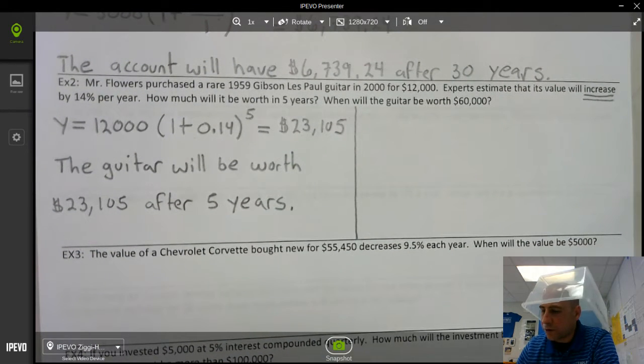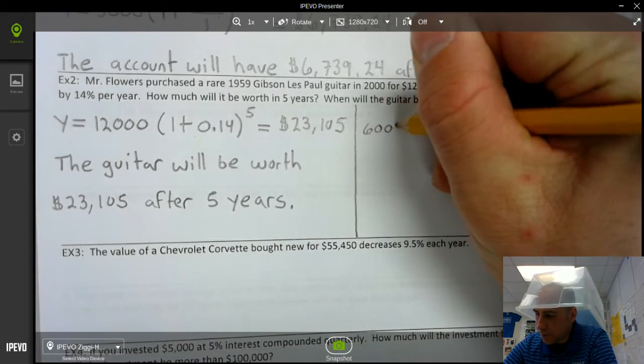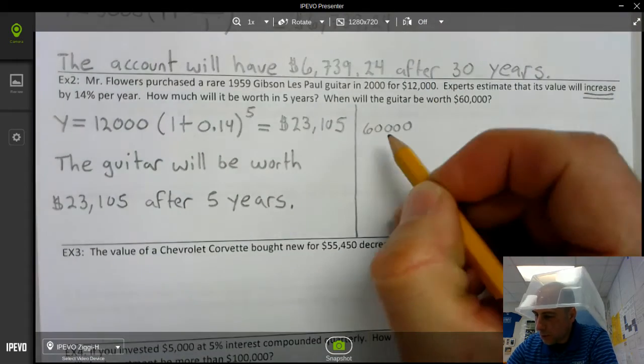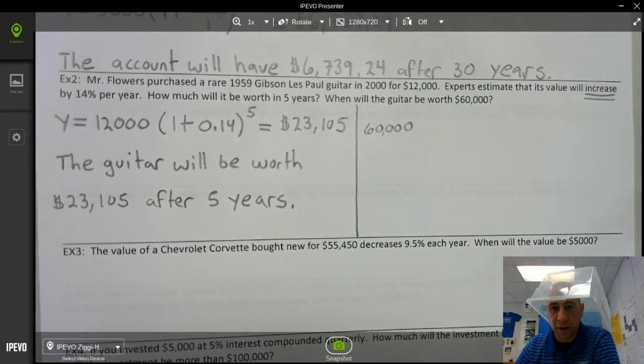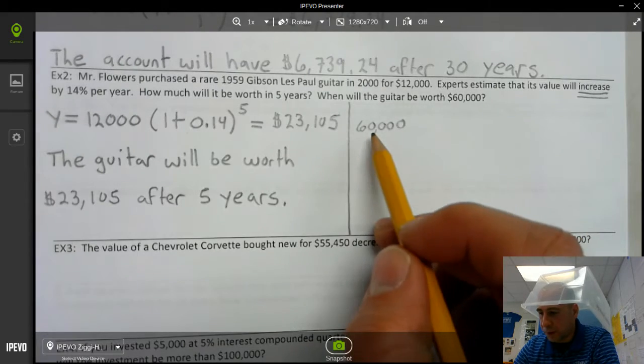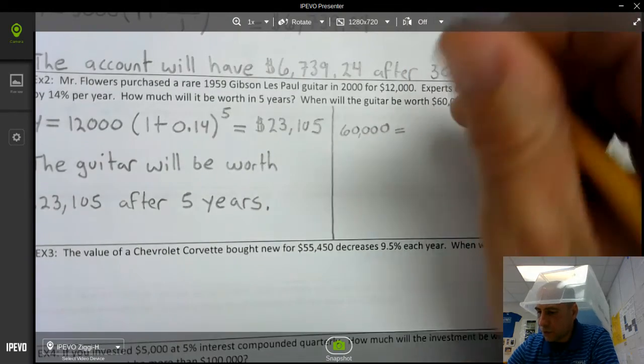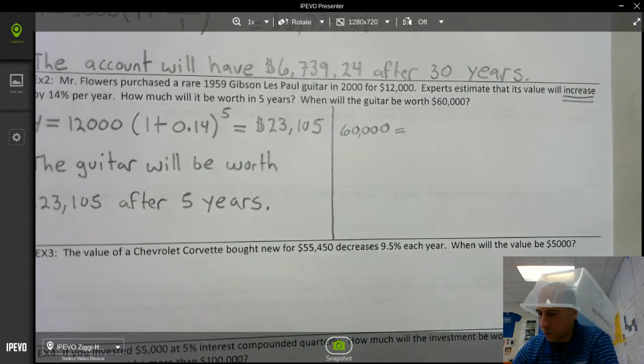All right, now the next question says, when will the guitar be worth $60,000? Now, the $60,000 is the final amount, okay? So instead of y, we know the final amount, which is $60,000. Now you might just put a comma just to make sure that you have the right zeros. I always have trouble when I'm writing out so many zeros, but the comma helps you catch that you have the right zero. So 60,000 equals, now we know the initial amount, which is 12,000.